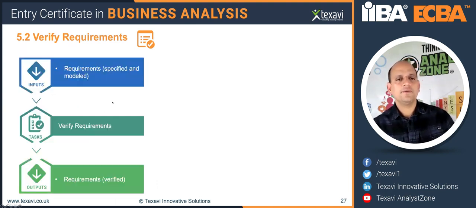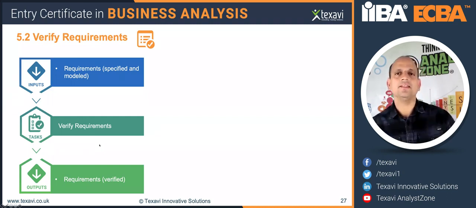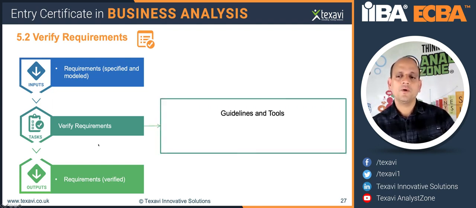So what does it really mean? We've got all the requirements, specified and modeled. These are the requirements that come as input into this particular task of verifying requirements. The task is basically to verify the requirements, and once it is done, the output is obviously the verified requirements, saying that yes, these are now in a position to go into the next stage, which is validation. So what does this really mean?